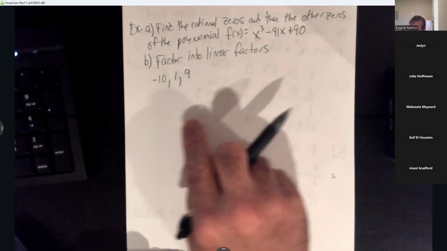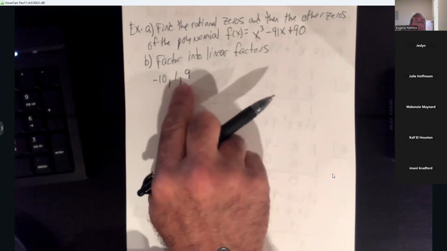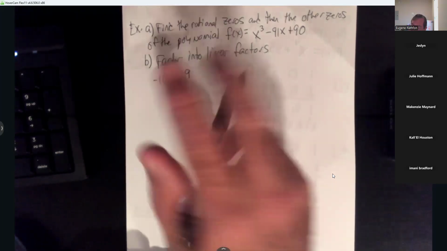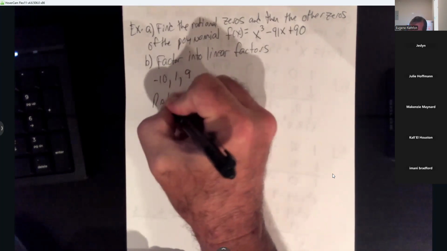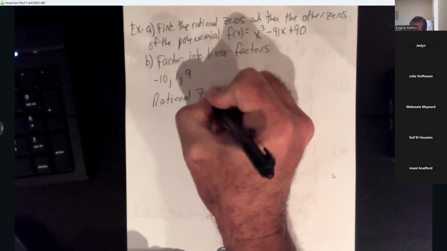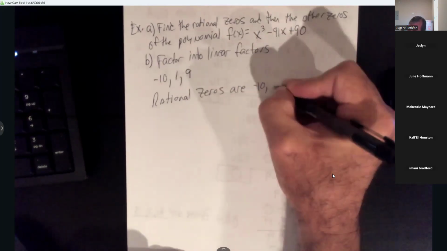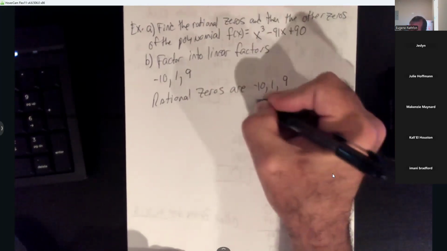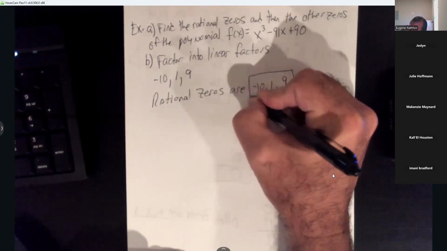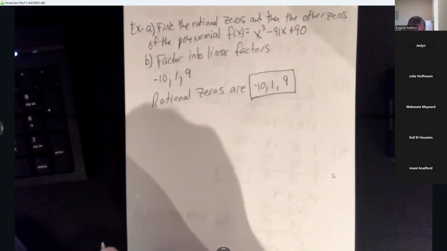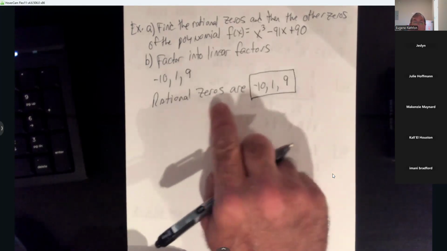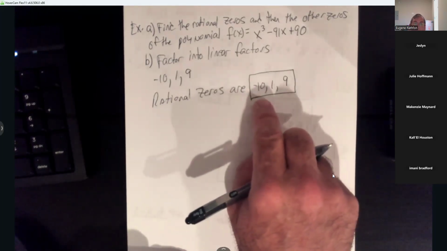All right, so then, and these are all rational zeros. So rational zeros are negative 10, comma, 1, comma, 9. And they're only rational zeros for this one, okay?